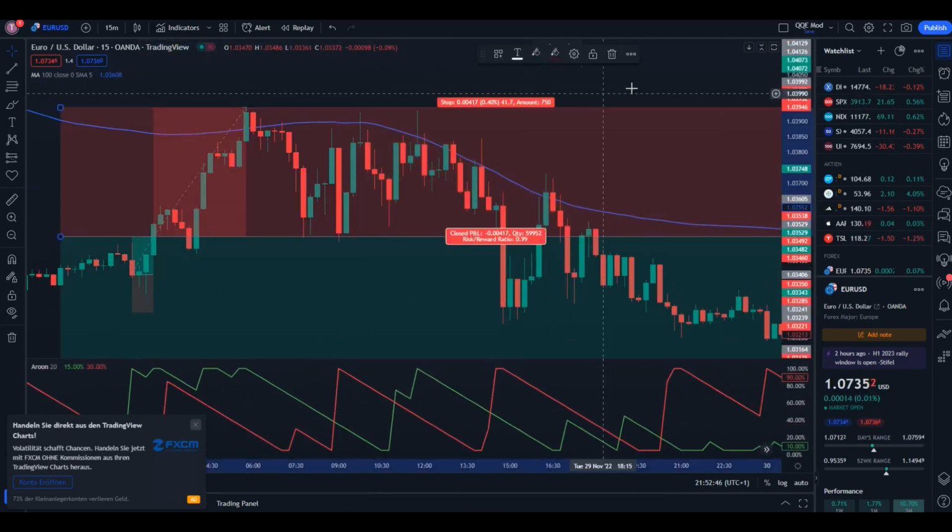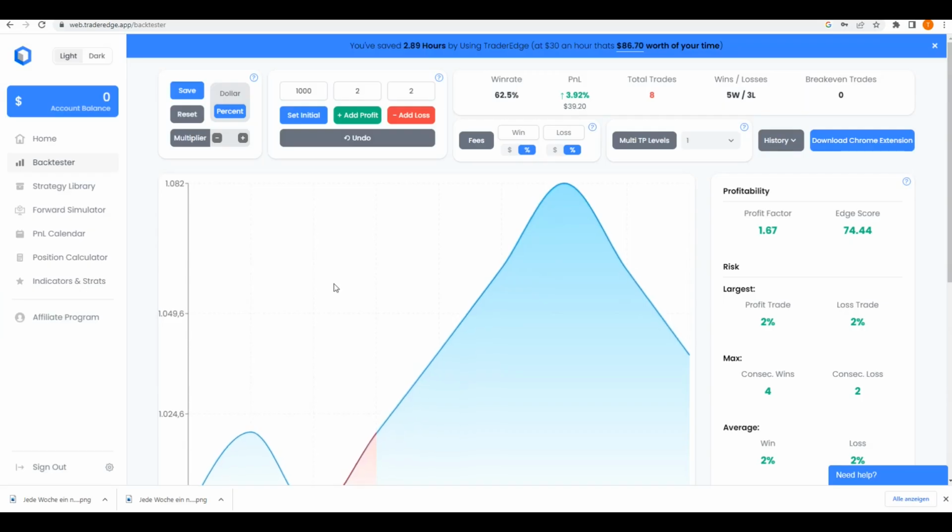Alright, we are done with the second backtest, and check this out guys, we actually increased our win rate. We now got a win rate of 62.5% within 8 trades. Let's move to the table.